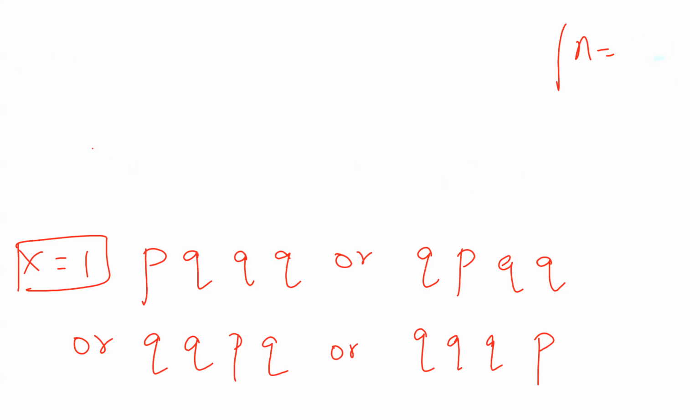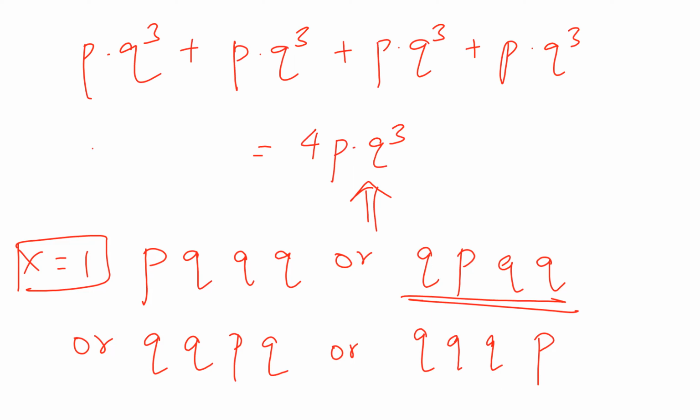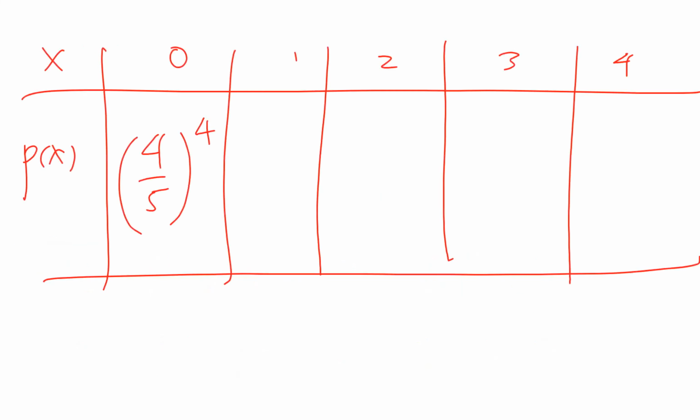So this part I'll just solve it up. P into Q cube plus, there is one P and three Qs, plus, why I'm using plus, because of OR. One P and three Qs plus one P and three Qs. So this is equal to 4 into P into Q cube. So 4 into 1 by 5. P is 1 by 5.